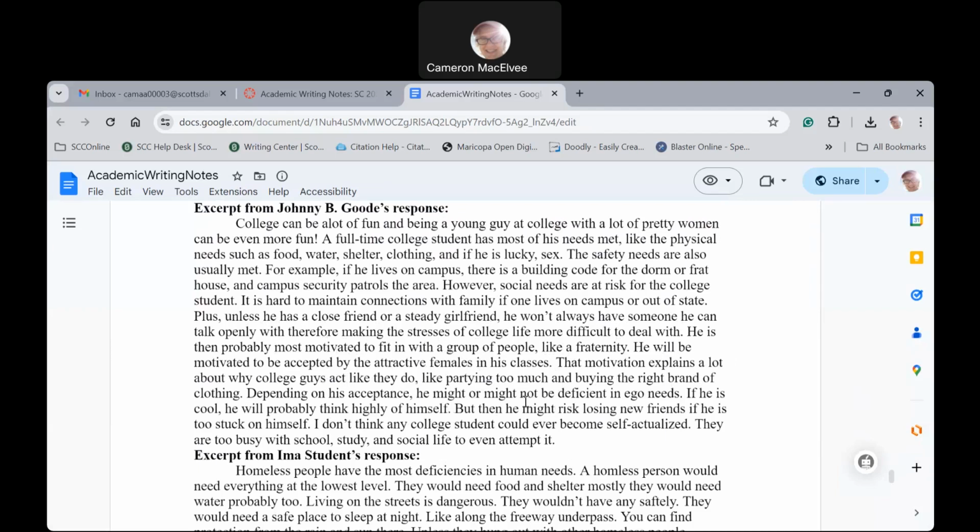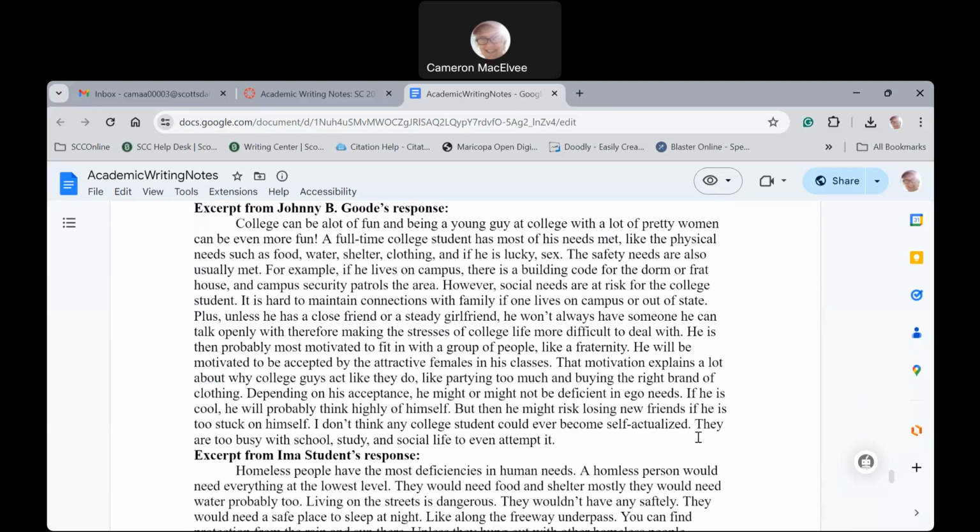Depending on his acceptance, he might or might not be deficient in ego needs. If he's cool, he'll probably think highly of himself, but then he might risk losing friends if he is too stuck on himself. I don't think any college student could ever become self-actualized. They're too busy with school, study, and social life to even attempt it.